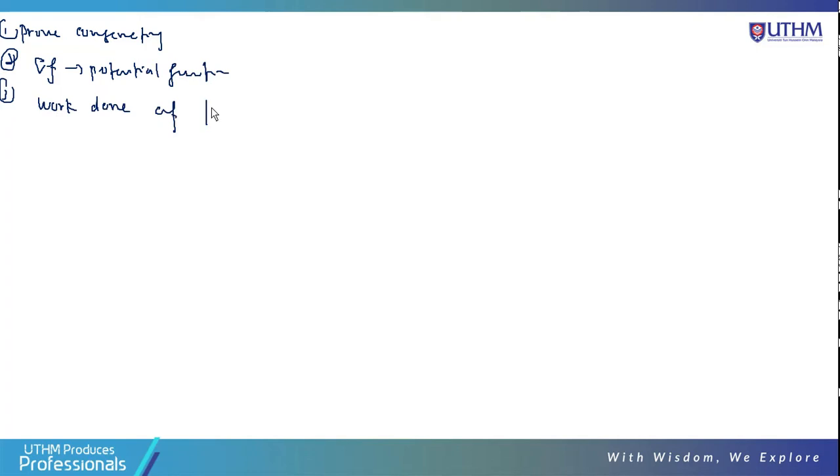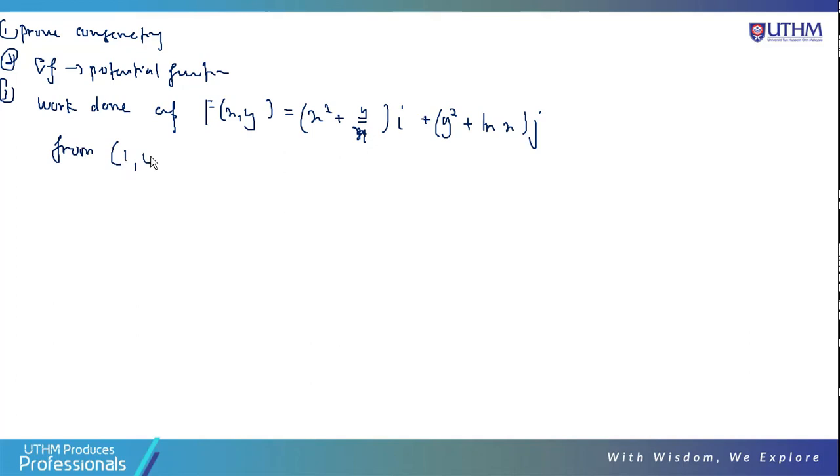Okay, work done of f x y equal x square plus y over x, I plus y kuasa 2 plus ln x, c. Okay, saya buat dah ni. Add form 10 to 1. So work done ni you boleh selesaikan bila you dapat potential function.